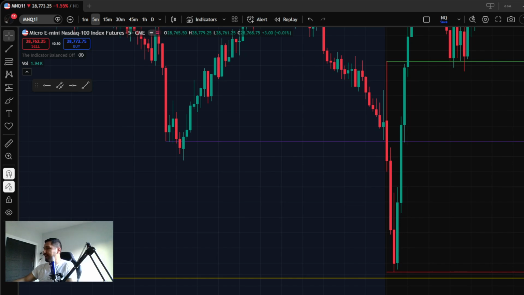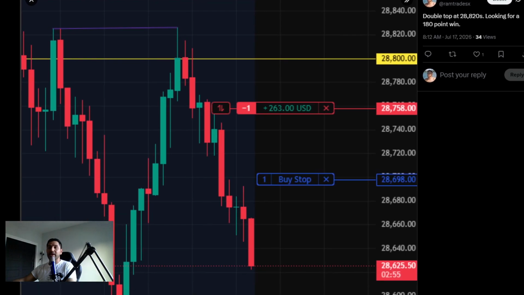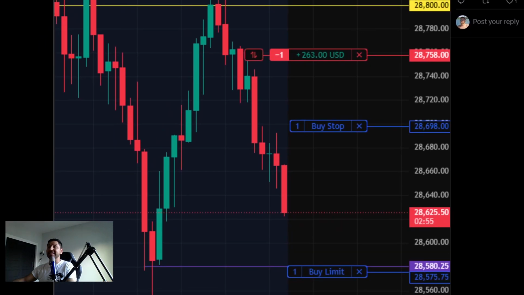I did, I believe, record a video or a screenshot. Let me show you that screenshot here. So I did have my take profit at 28,400, I believe. Let's see here. No, I actually did not. Okay, so here's a screenshot. Let me switch over. Here's a screenshot of that exact trade that I was in, right?